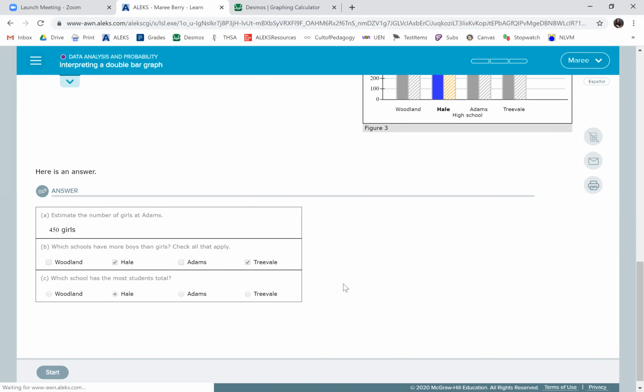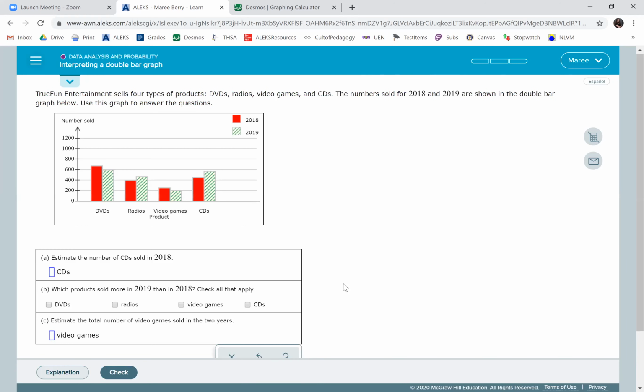So we are going to show some of these by examples. It says True Fun Entertainment sells 4 types of products: DVDs, radios, video games, and CDs. The numbers sold for 2018 and 2019 are shown in the double bar graph below. Use the graph to answer the questions. So across the x-axis, we have the different products that they sell: DVDs, radios, video games, CDs. And then the red is for the year 2018, and the striped green is 2019. And then this is how many were sold.